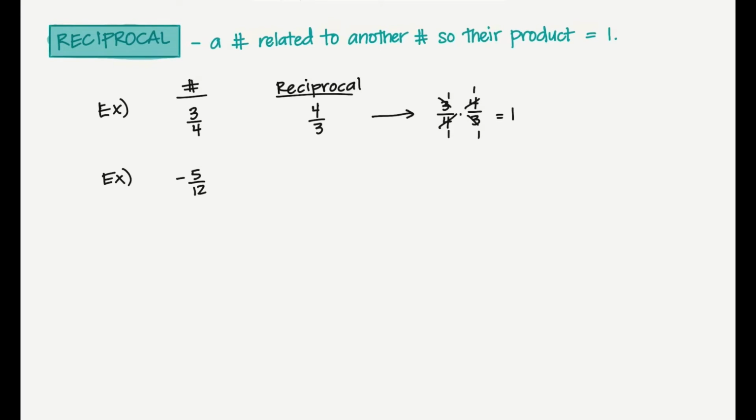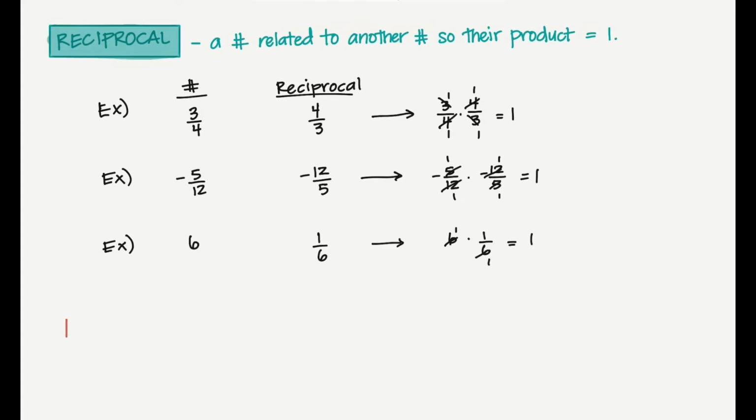So for instance, negative 5/12, the reciprocal would be negative 12/5 because again, as I can show you, when you multiply these together, it equals positive 1. The reciprocal of a whole number or an integer is just reversing it, 1 over that number. So 6 times 1/6 is still the number 1.